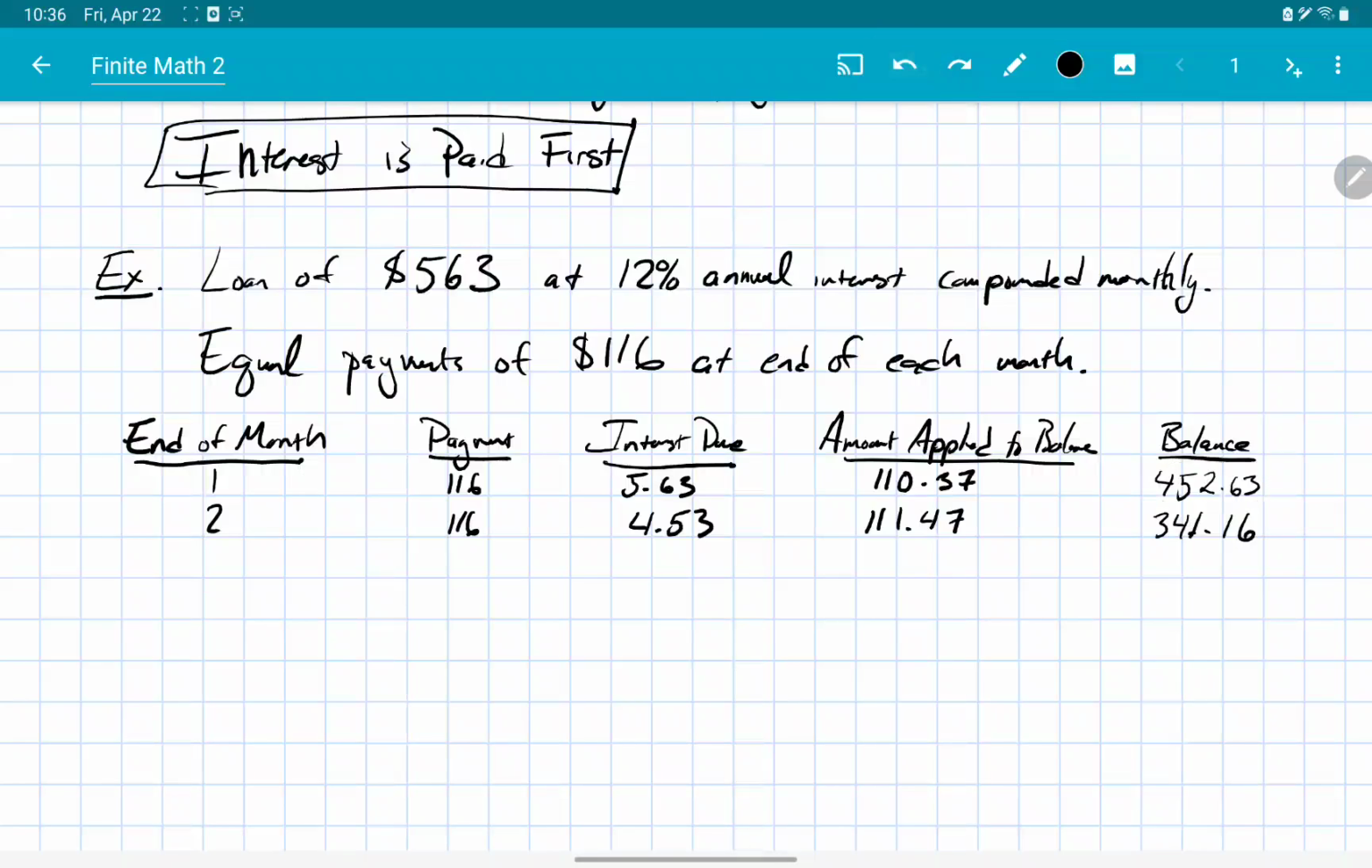Now, the end of the next month comes, you owe interest not on the full $563, but only on the balance due. You only calculate the previous balance to look at the interest due. So 1% of 452.63 is 4.53. So that's where the 4.53 came from. So Emmett, what number should go in for the next month there under interest due then? Instead of 4.53, it's going to be?